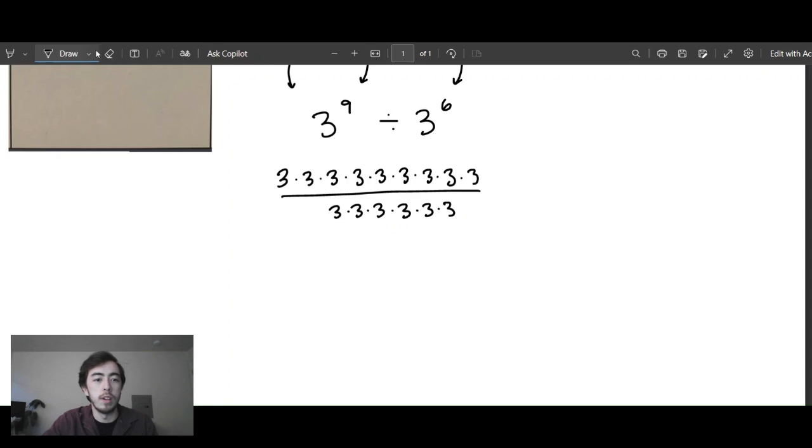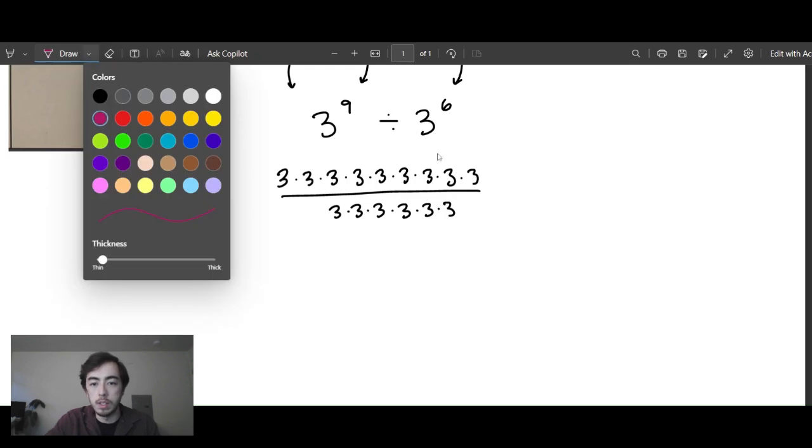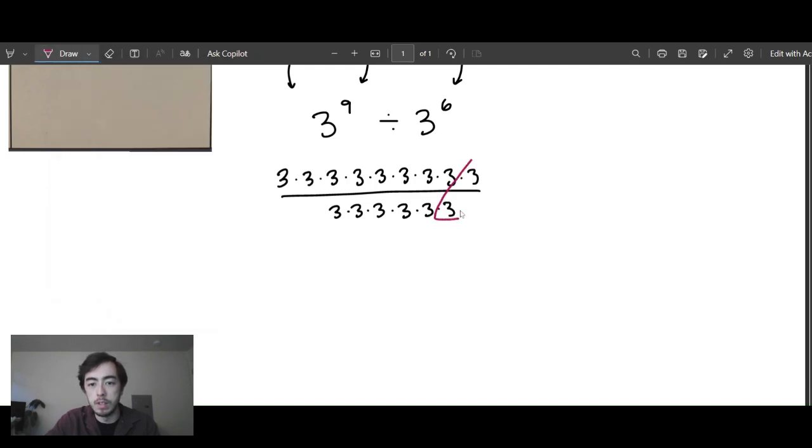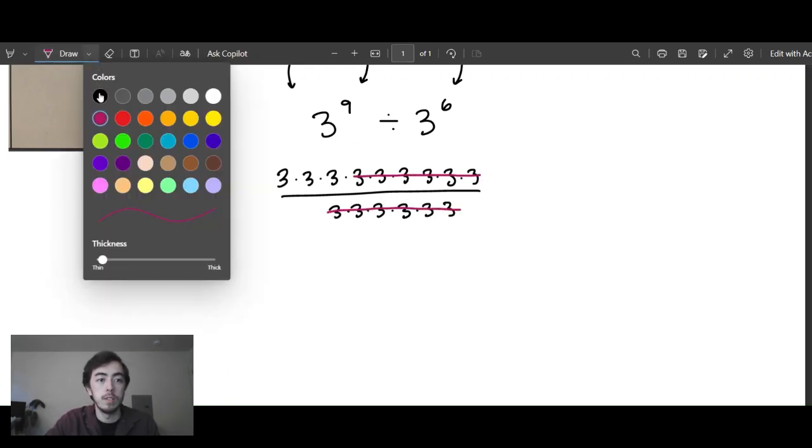And with fractions like this, you can simplify when you see the same factor on the top and bottom. Basically, if you multiply by 3 and then divide by 3, that's just getting you back to where you started, or it's just like multiplying by 1. Basically, these just don't do anything. So anytime I see a repeated factor on the top and bottom of a fraction, I can just cross them out. So all 6 of these 3's are going to be crossed out with all 6 of those 3's.